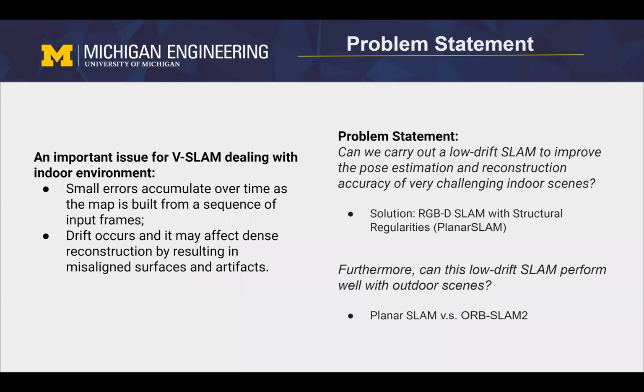One common issue for VSLAMs to deal with indoor scenes is the small errors accumulating over time, as the map is built from a sequence of input frames. Consequently, drift occurs and it may affect dense reconstruction by resulting in misaligned surfaces and artifacts. In our project, we ask the following question: can we carry out a low drift SLAM to improve the pose estimation and the reconstruction accuracy of very challenging indoor scenes?